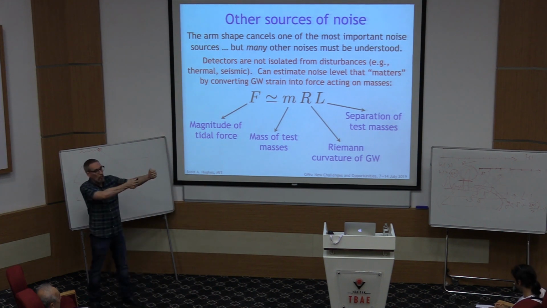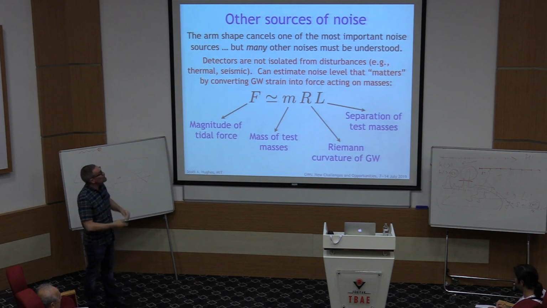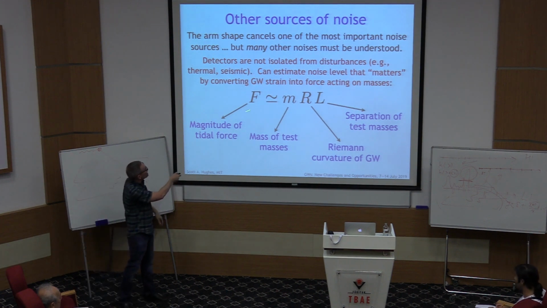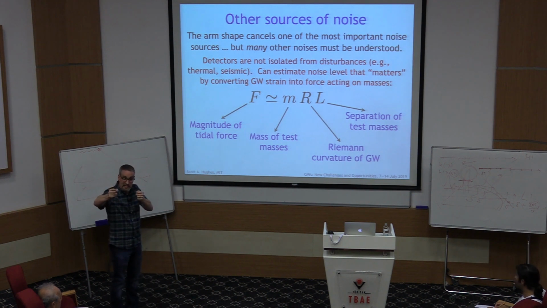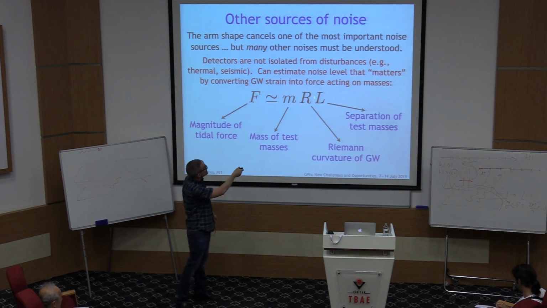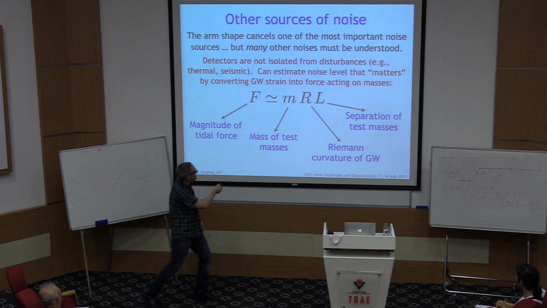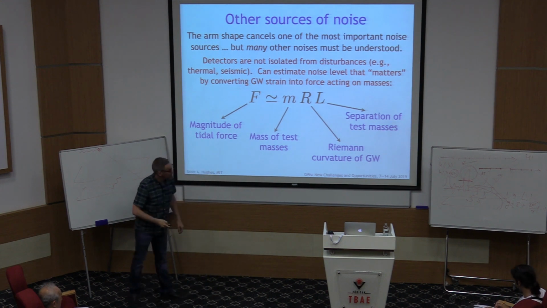And we can just picture what the effective force is that causes two masses in the detector to move apart from one another by using this equation here. So I can estimate the magnitude of the tidal force that causes the test masses in a detector like LIGO or LISA to move apart from one another by scaling it to the curvature that arises from a gravitational wave, the separation of the test masses, and the mass of those test masses.